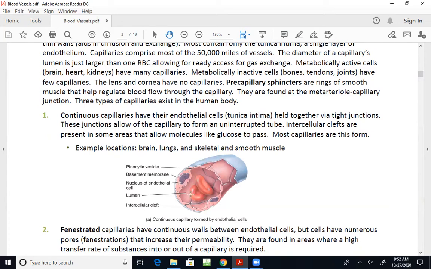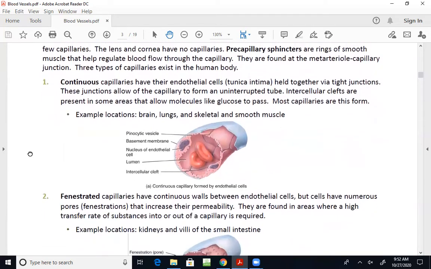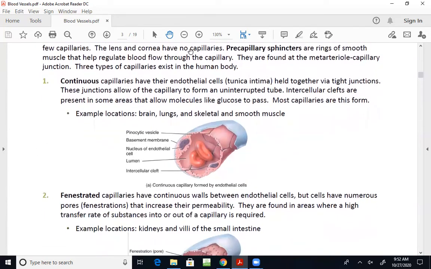The more metabolically active a cell is, the more capillaries it contains. Places like our brain, heart, and kidneys have a whole bunch. Metabolically inactive cells like bones, tendons, and joints have very few capillaries. In the lens and cornea, we could say that they are avascular because they have no capillaries. And we've talked about that before. Lens and cornea, remember, are in our eyes.